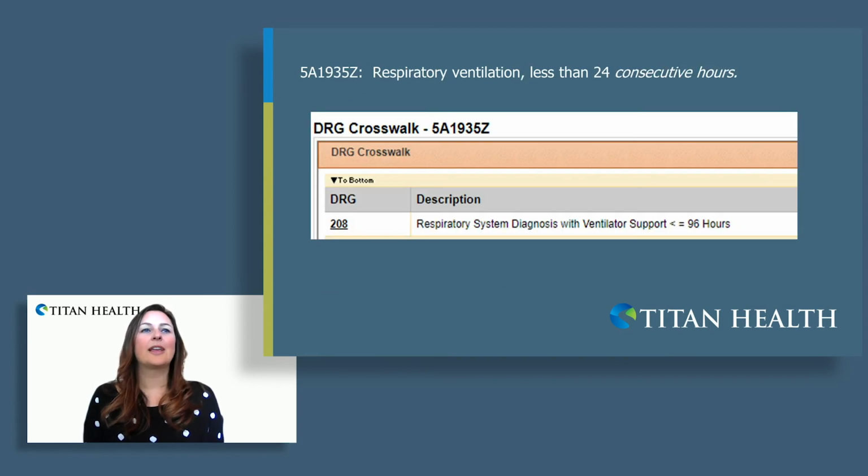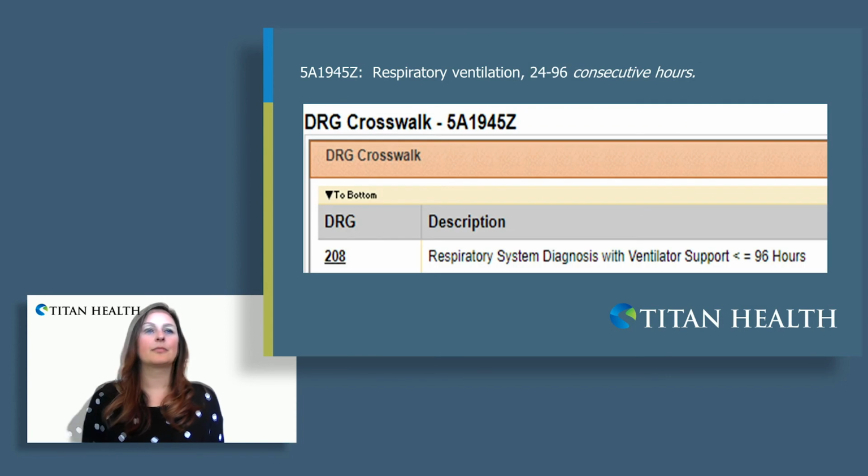Moving on, using 5A1935Z as an example, you can check the crosswalk to see which DRGs are supported by the ICD-10 PCS code. Here you can see that DRG 208 comes up. This is respiratory system diagnosis with ventilator support less than or equal to 96 hours. Looking at this PCS code, 5A1945Z, this still gets you to DRG 208, but look at the next slide.